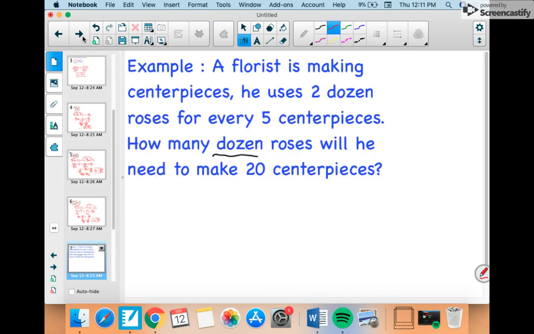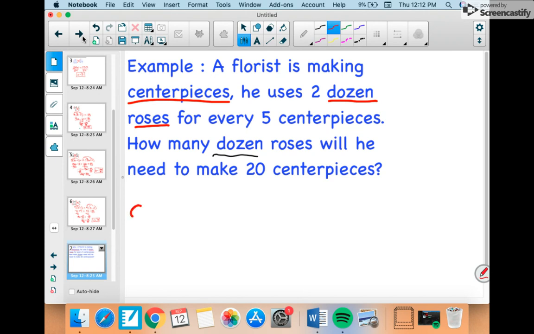Our last example is going to be a word problem. It says a florist is making centerpieces. He uses 2 dozen roses for every 5 centerpieces. How many dozen roses will he need to make 20 centerpieces? So what we're talking about is centerpieces and dozens of roses.